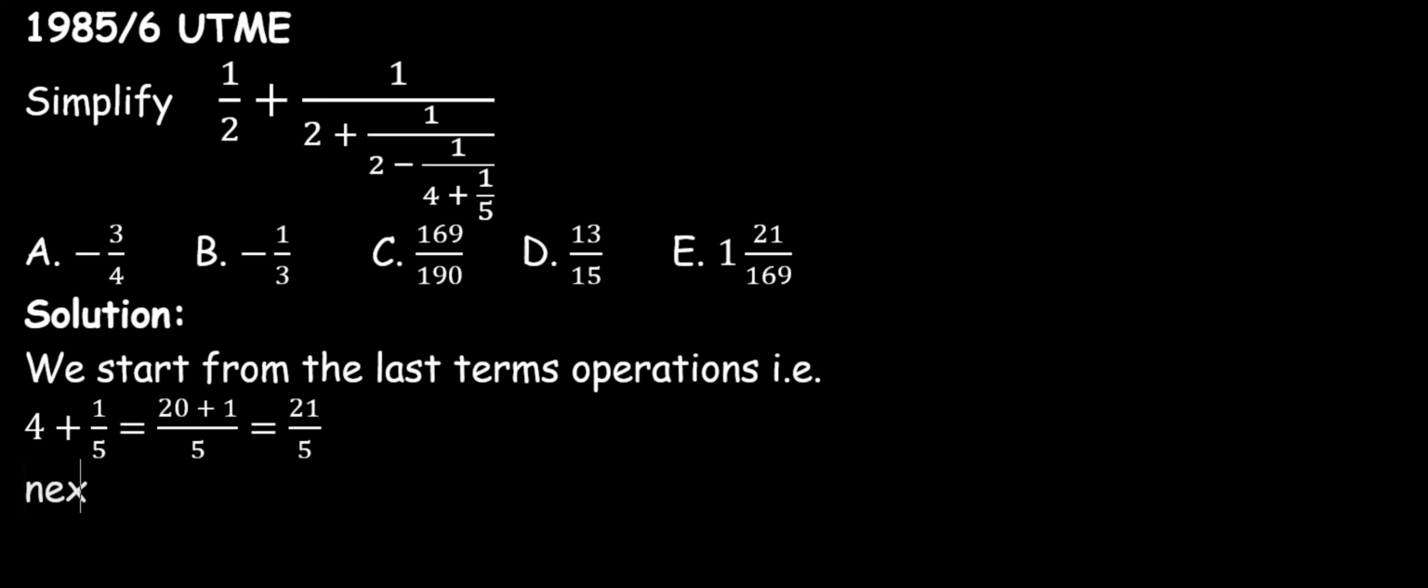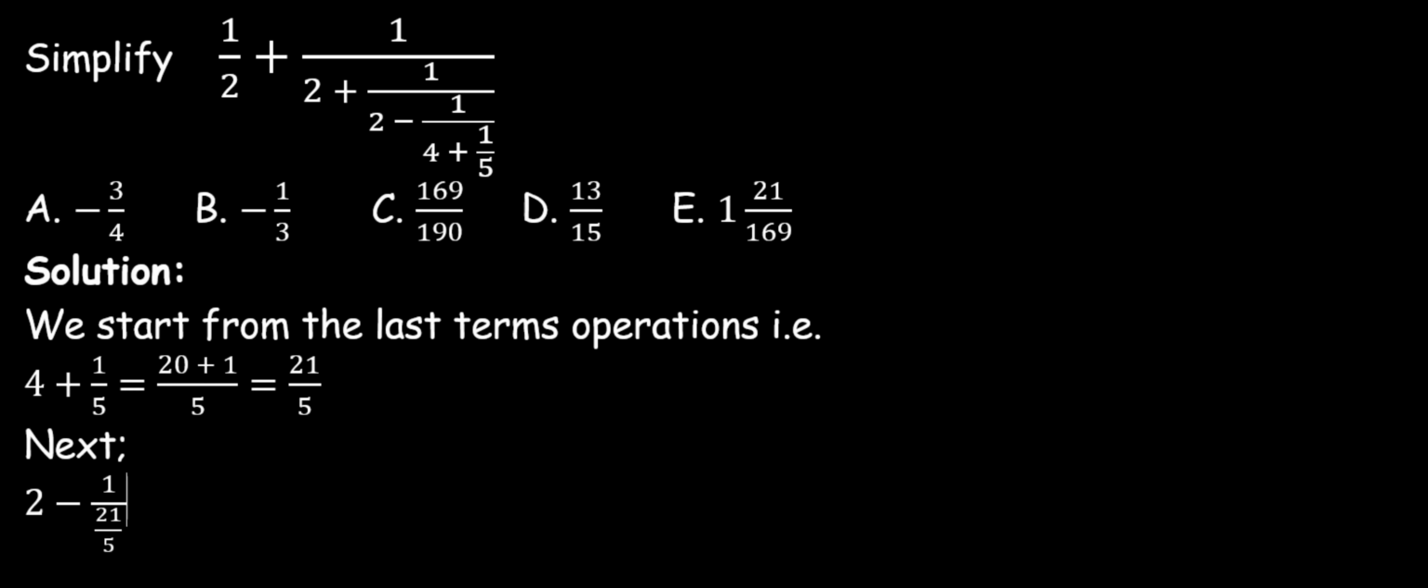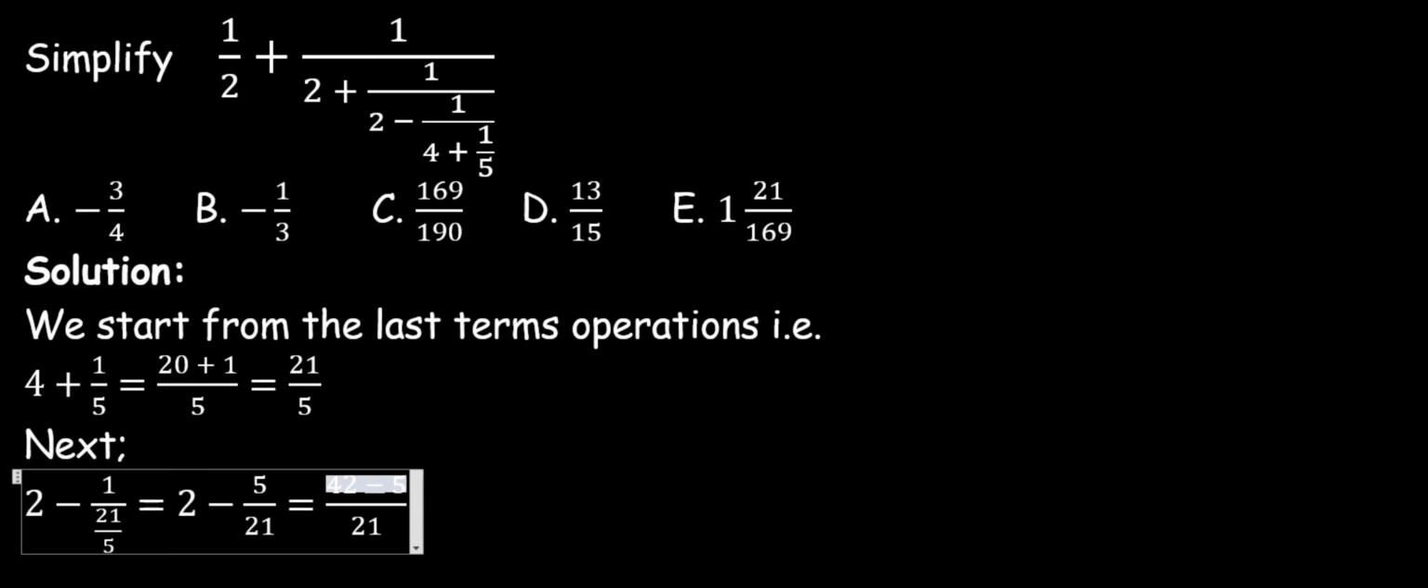Next, we take the operation that follows, which is 2 minus 1 over our result, which is 21 over 5, which is the same as 2 minus 5 over 21, because 1 over anything is the reciprocal of that thing. Now we perform the next arithmetic operation, which will give us 42 minus 5 over 21. What happened there? We just cross multiply 21 times 2, which is 42, minus 5 over 21, which will give us 37 over 21.